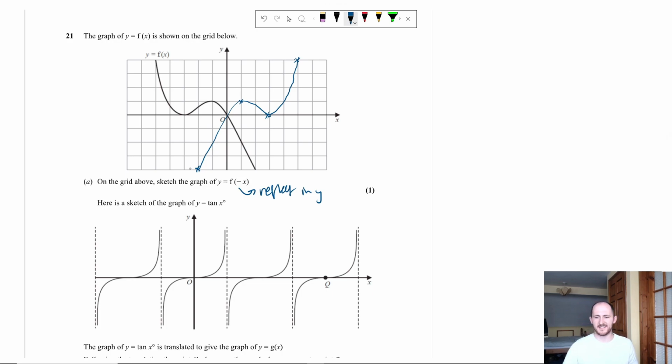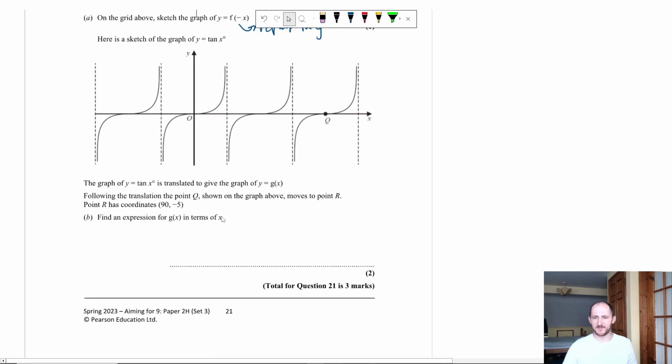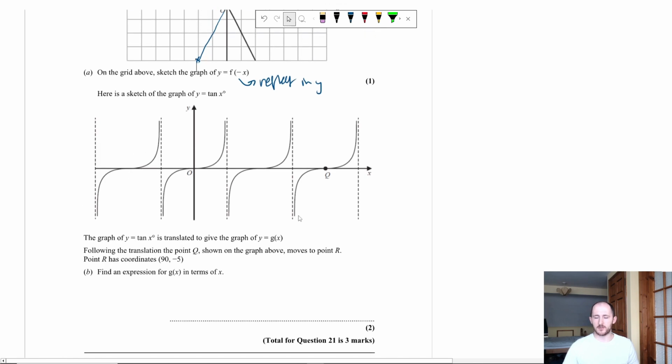Yeah, not bad. Okay. This question. Okay, so we have the tan x graph, cool. And it tells me that the tan x graph is translated to give the graph of y equals g of x, where Q now moves to point R, where R has coordinates (90, -5). Okay, cool. So, first of all, we should work out the coordinates of Q here.